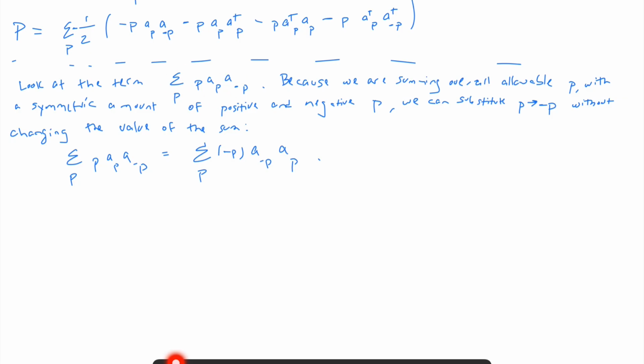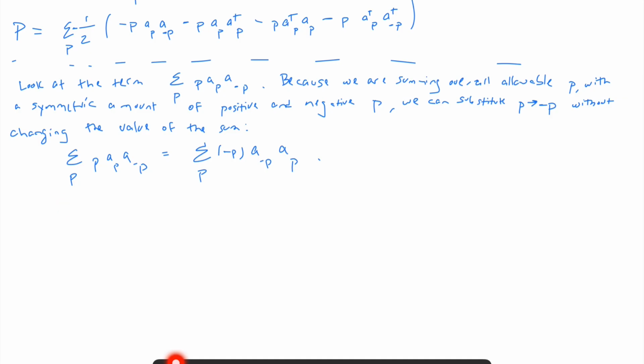And for every p, you have an actual negative p in our allowable values. Because we are summing over all allowable p's with a symmetric amount of positive and negative p's, we can substitute p for negative p and still do the same sum without changing its value. Take a moment and think about that. It's kind of a slick little argument. It works really well. It's pretty powerful. It comes up in different contexts in quantum field theory and math.